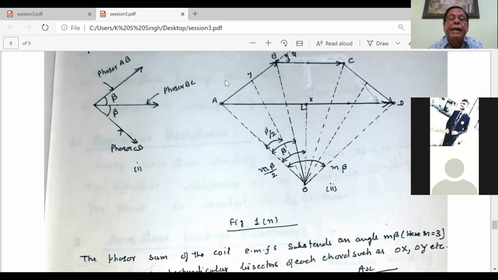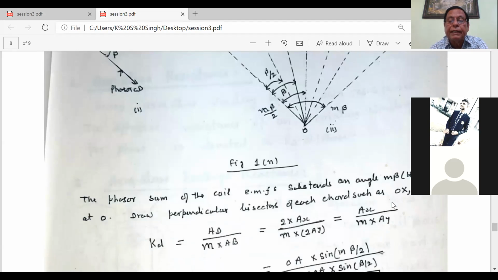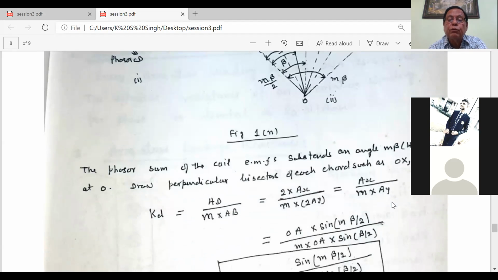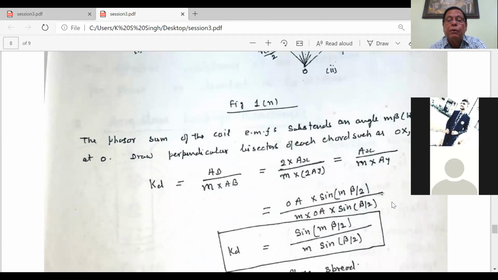And what will be the AY? AY is equal to AO sine β by 2. So you can write in the above expression, that is OA into sine mβ by 2 and m OA sine β by 2. OA will be cancelled together and we find the value of Kd is sine mβ by 2 upon m sine β by 2. In this way, you calculate the value of Kd.